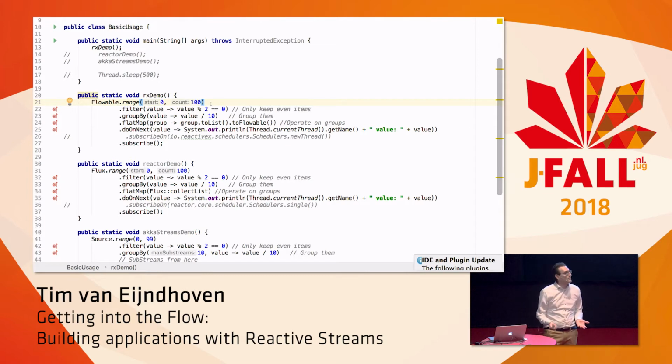And those operators that are offered by the implementations of both RxJava and Project Reactor are really similar to the ones you know from Java 8 Streams. Anybody who has not worked with Java 8 Streams yet? Okay, so most of these operators at least look familiar to you. So we have a filter operator, for example. This way I will filter out the odd numbers and only keep the even numbers. And then I will provide a grouping to group them in groups of 10.